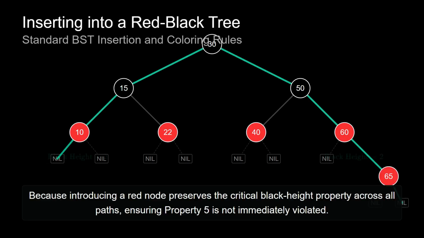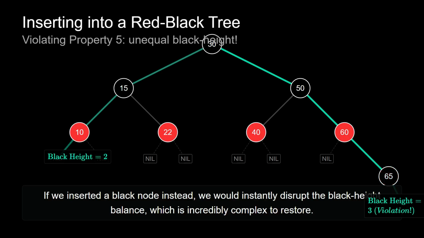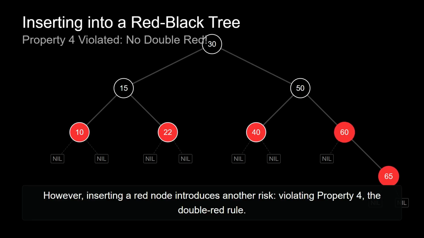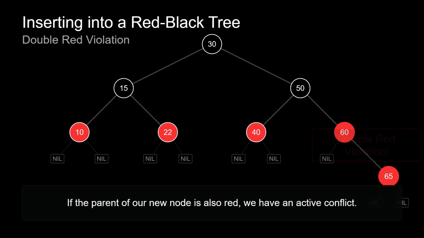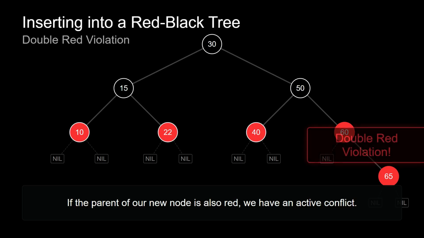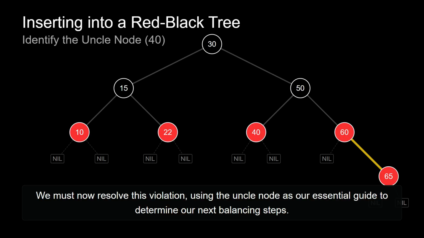Because introducing a red node preserves the critical black height property across all paths, ensuring property 5 is not immediately violated. If we inserted a black node instead, we would instantly disrupt the black height balance, which is incredibly complex to restore. However, inserting a red node introduces another risk, violating property 4, the double red rule. If the parent of our new node is also red, we have an active conflict. We must now resolve this violation, using the uncle node as our essential guide to determine our next balancing steps.